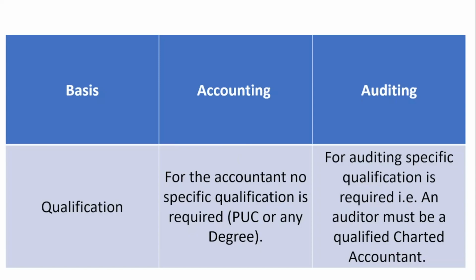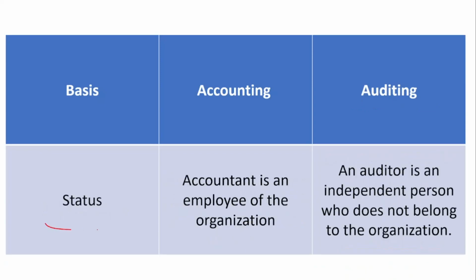Qualification. The accountant may have any specific qualification like degrees, he can have BCom, MCom, but for auditing he must be a qualified chartered accountant. Only a person who is a qualified chartered accountant can become the auditor. This is the difference.